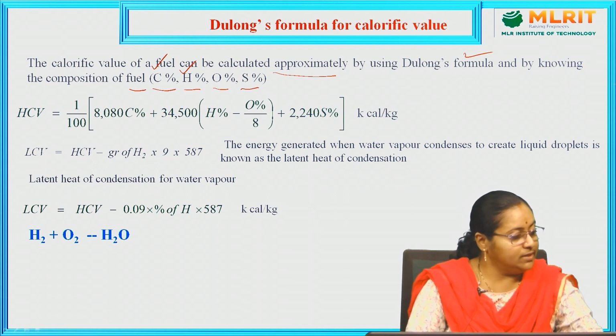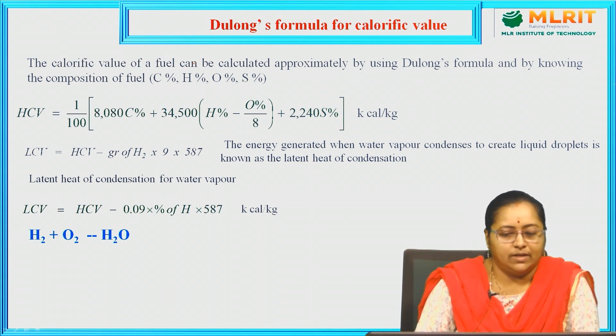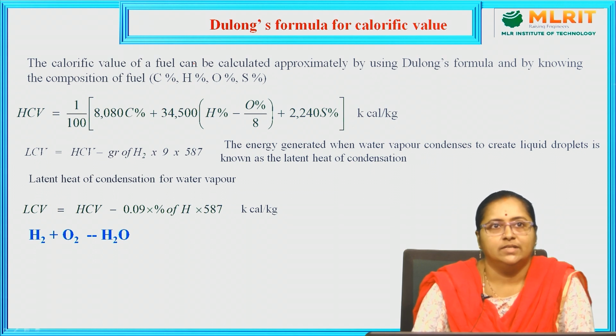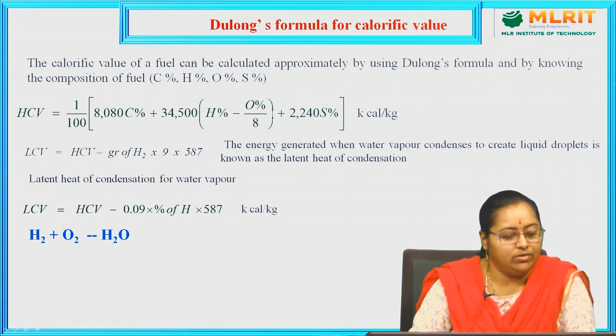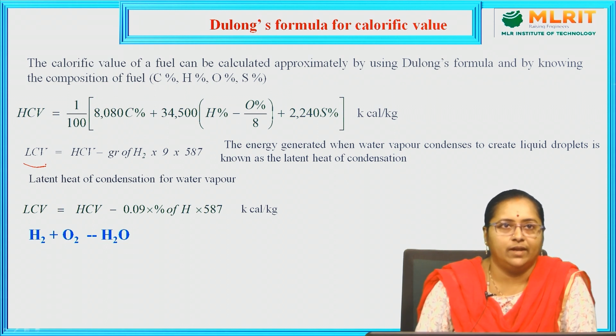So, let us go with the formula. As we know, calorific value can be expressed in two different ways. One is HCV, or we also call it GCV, whose full form is higher calorific value or gross calorific value. The second way of expressing the calorific value is LCV or NCV. LCV means lower calorific value, or we also call it net calorific value.